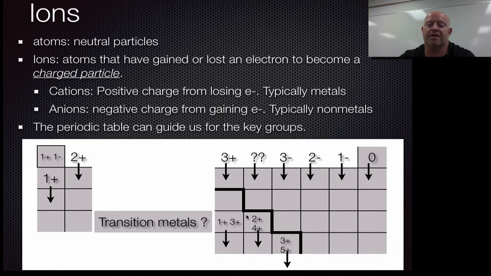However, below the stair-step line, the metals and metalloids down here, when they do ionize, do so as either a +2 or a +4. Once you get over to group 15, now you're starting to deal mainly with nonmetals.